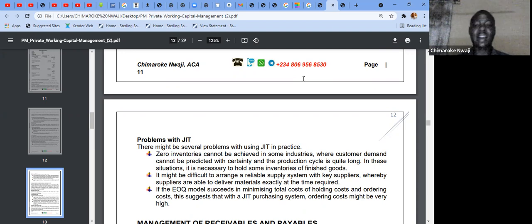In our next class, we'll be looking at management of receivables and payables, and we'll also look at management of cash. Then that will be the end of working capital part 2. So I can tag this one as working capital management part 2A. In our next class, we'll be looking at working capital management part 2B, where we hope to bring this topic to a close.